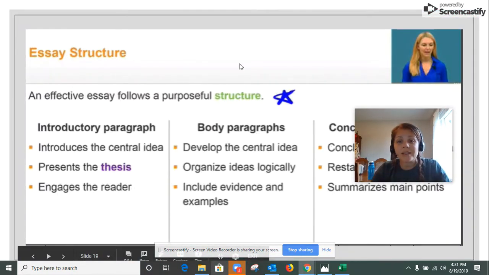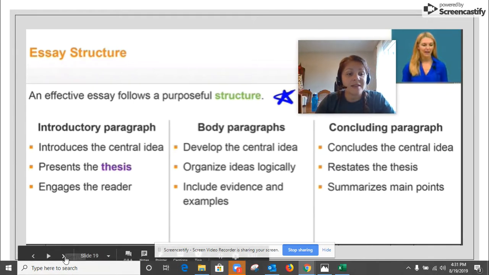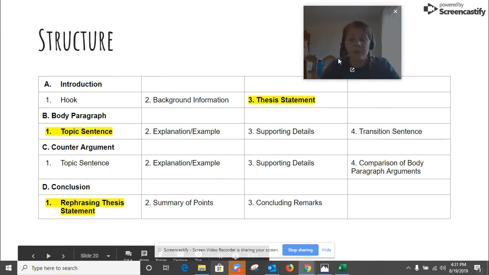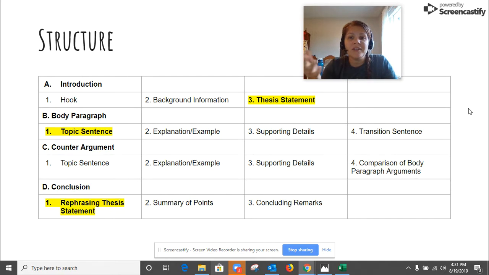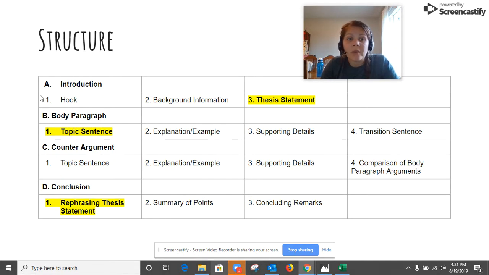And then the basic breakdown of how an essay is constructed. You've got the introductory paragraphs, the body paragraphs, the concluding paragraphs. I made this little chart to help you, and you can snip it, make a copy for yourself, and use it as kind of a checklist. Basically, the only one we're not including right now is C, the counter argument, because we're not doing an argumentative piece yet. But for anything else we write right now, you will have a hook, background information, and your thesis statement.